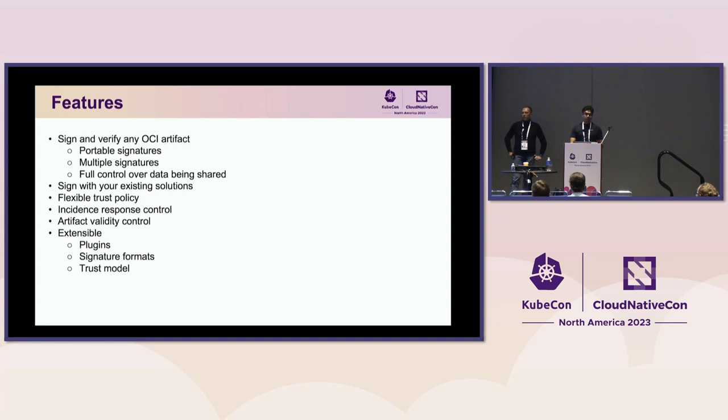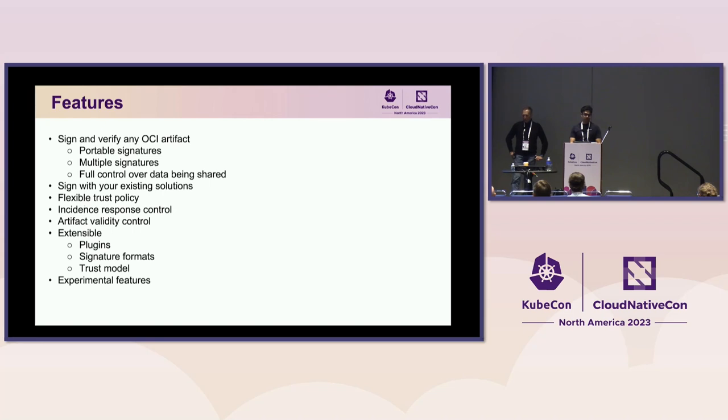We currently support X509-based identities. These can be CA-issued end entity certificates, signing certificates, or they can be a signing service that signs on your behalf. And these are the two trust models currently supported, and it's extensible to support other trust models as well.